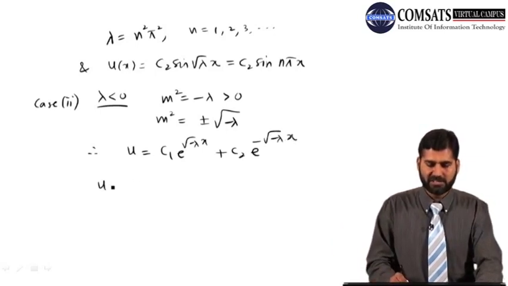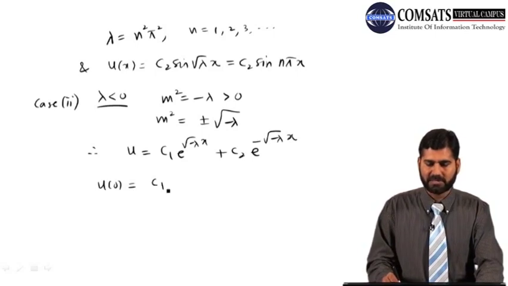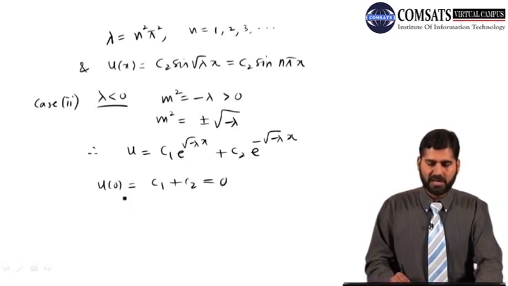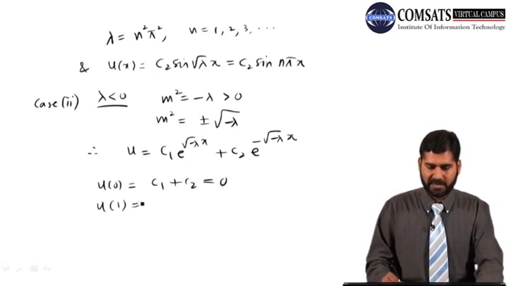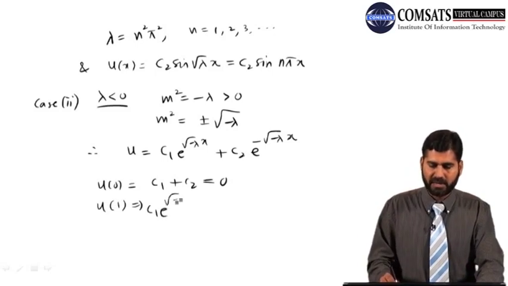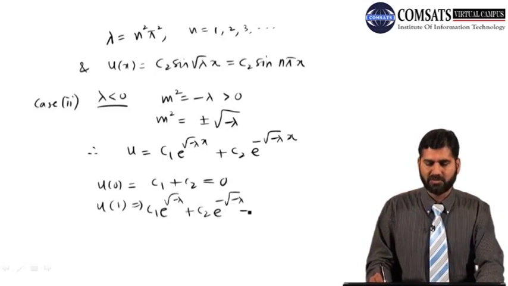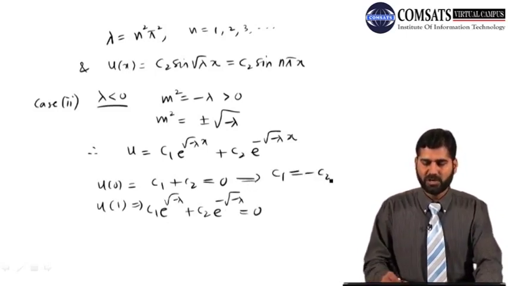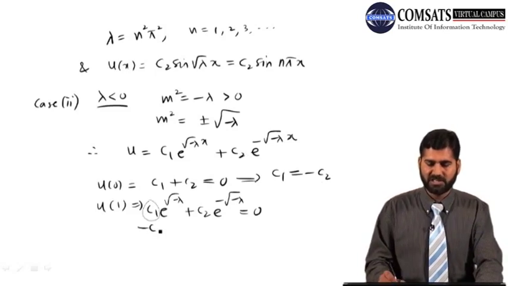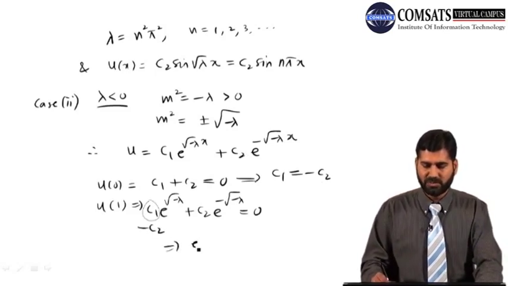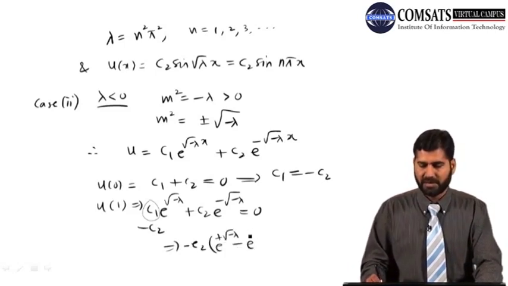Now if you use the conditions, u(0) equal to c1 plus c2, this is equal to 0, and u at 1 implies that c1 e to the square root of minus lambda plus c2 e to the minus square root of minus lambda is equal to 0. This gives you c1 equal to minus c2. So if you replace c1 by minus c2, you will get c2 times, taking common, e to the square root of minus lambda minus e to the minus square root of minus lambda, equal to 0.